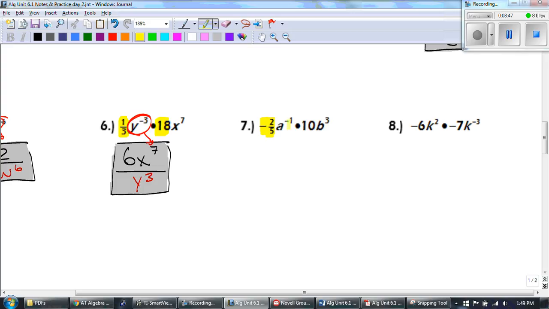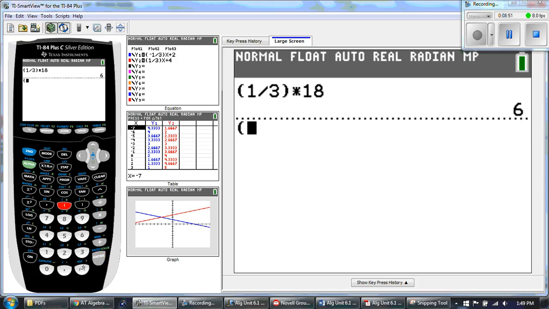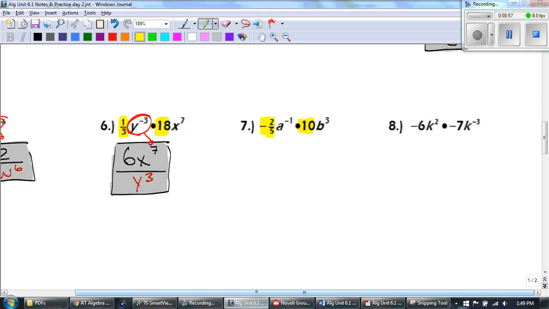So remember, take care of the negative 2/5 and the 10. So in parentheses, negative 2/5 times 10, and that equals negative 4. Negative numbers do not drop, only negative exponents. Exponent's negative, I'm going to drop it down. So a to the first is just a, and then the b cubed stays on top.